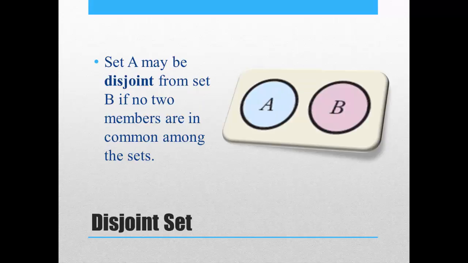Second, we have disjoint sets. Set A may be disjoint from set B if no two members are in common. Once again, if we take a look at the image on the right hand side, set A and set B have nothing in common with one another, therefore the two circles are completely separate.